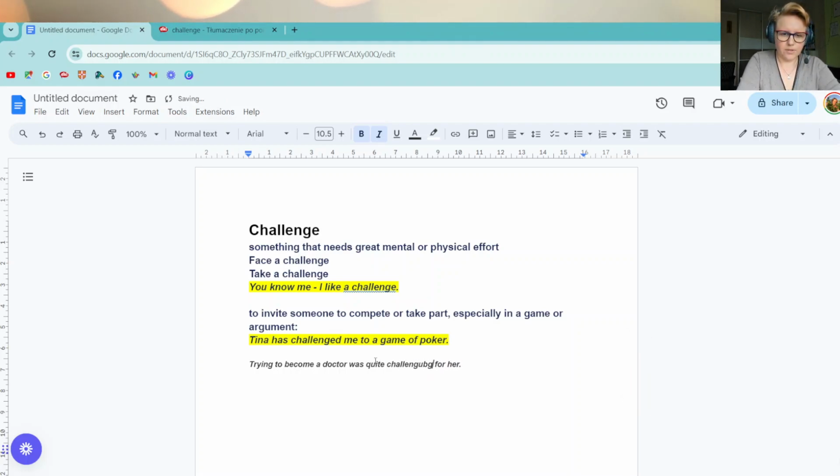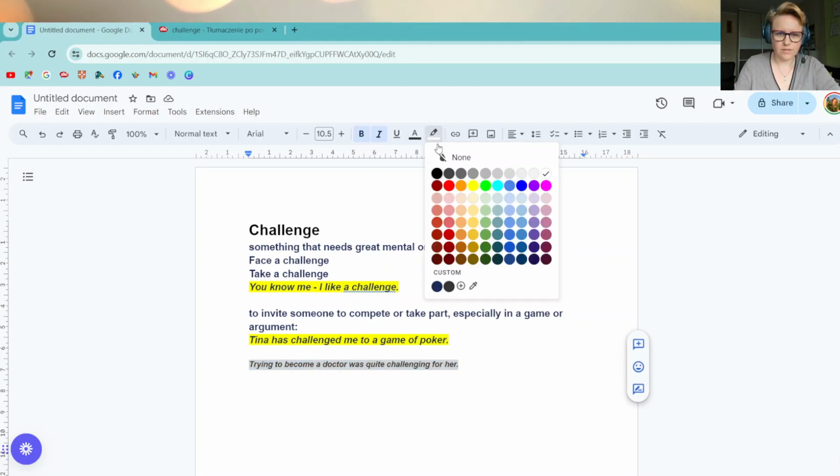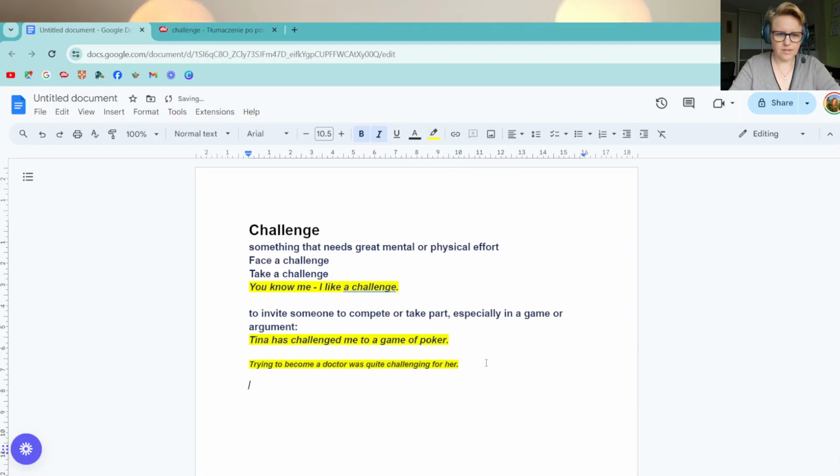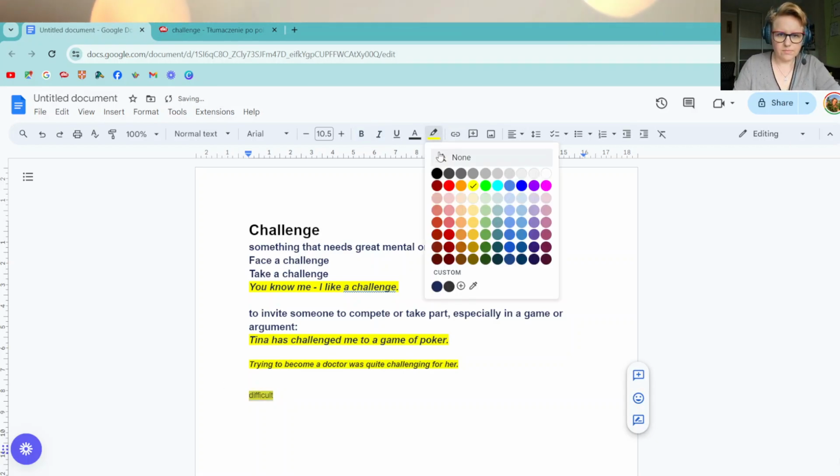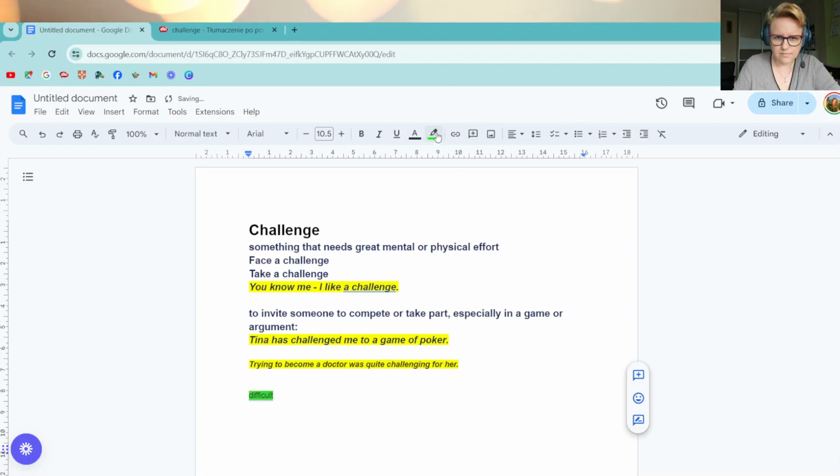And here we come to the second word that I wanted to talk about, which is difficult. Yes, trying to become a doctor was quite challenging for her. Okay, so I'll also highlight it in yellow. Difficult. I think this word is easy in general. I think it's one of the first words you learn when you learn English. Yeah, so it's one of the basic words, difficult.